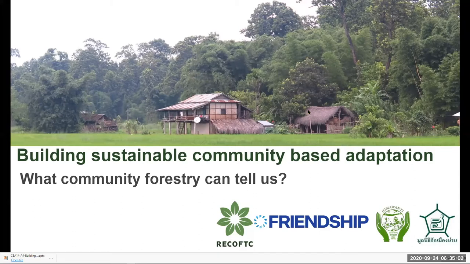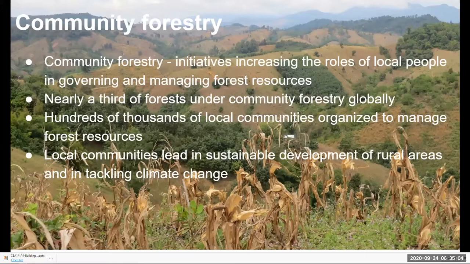So, be aware that when we talk about community forestry, we refer to the initiative that increases the role of local people in governing and managing their forest resources, regardless of the tenure arrangement. So when local people are managing the forest for their own benefit, that is what we call community forestry.